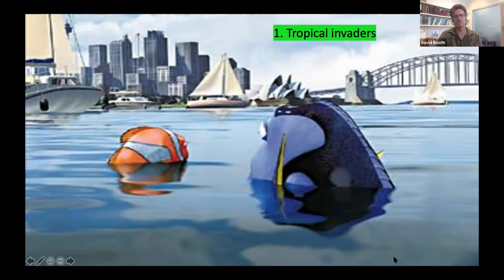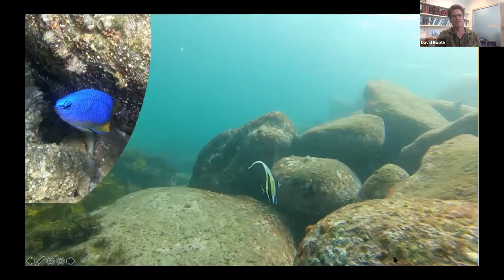So in Nemo, the fish arrived down the East Australian Current into Sydney Harbour, and that's exactly what happens. And Dory there, the blue one, we've actually found one of these in Sydney Harbour, but Nemo not yet, just for your information. So there some of them are. That's a blue damselfish and a Moorish idol, looking a little bit lost perhaps, but they really do like these rocky habitats. They don't like the kelp as much, they like the rocky urchin habitats.